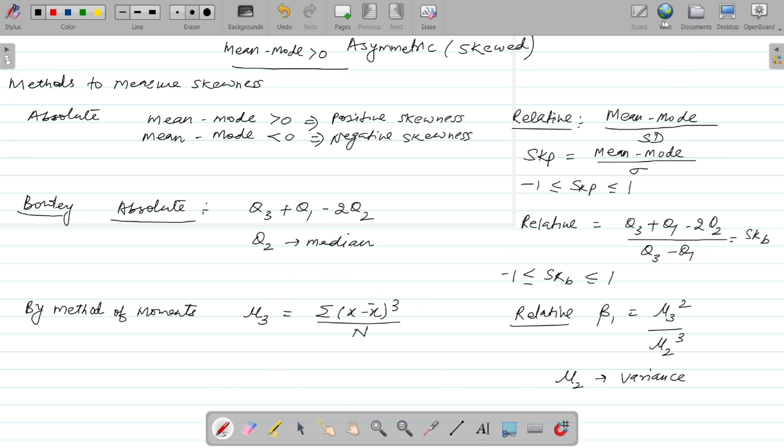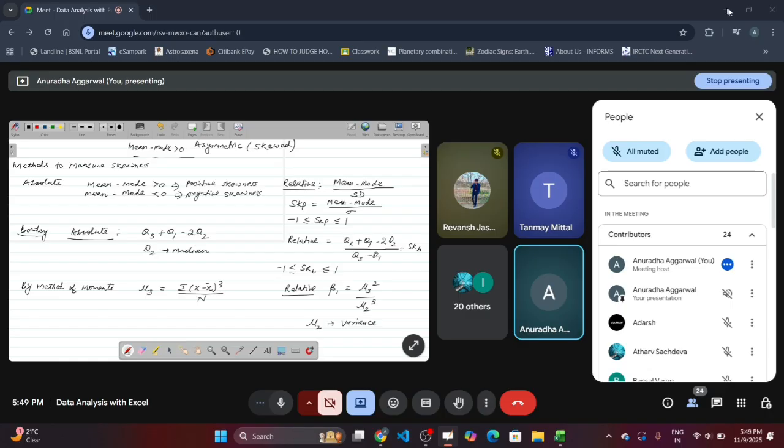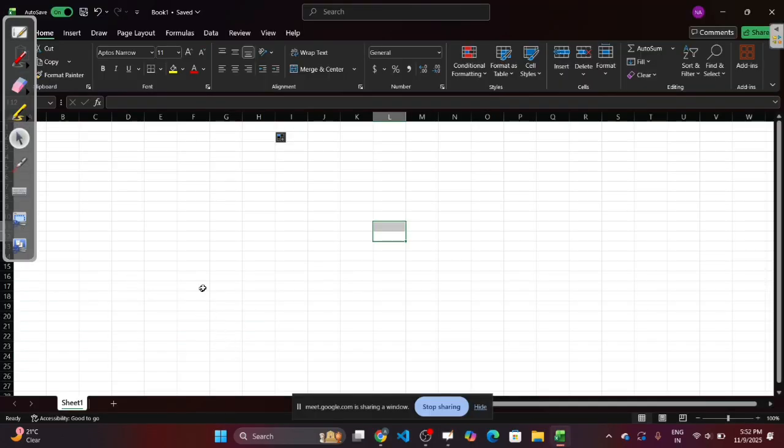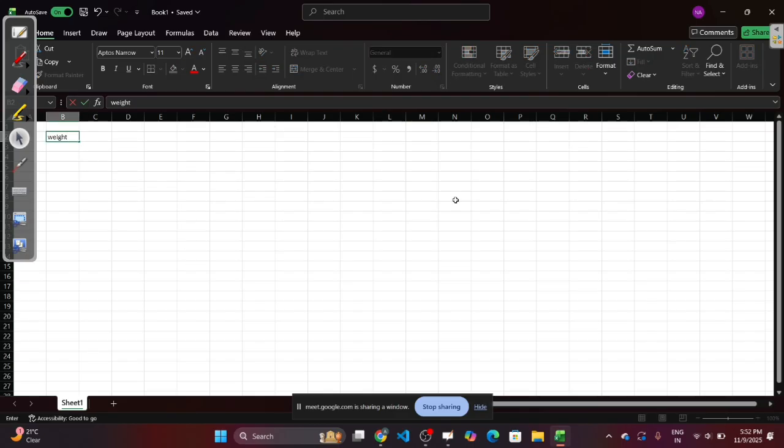Let's open Excel. So we were having the weight of students' data, right? And the values were 65, 52, 55, 43. Right? I'm just writing it.